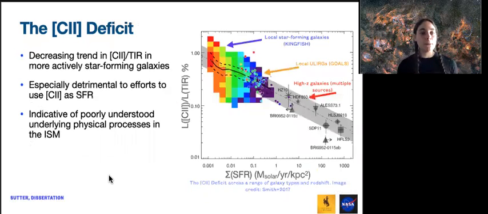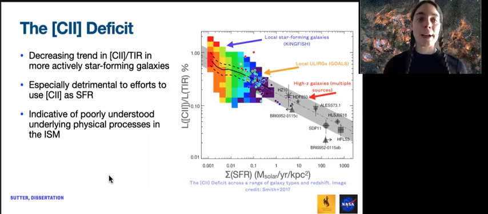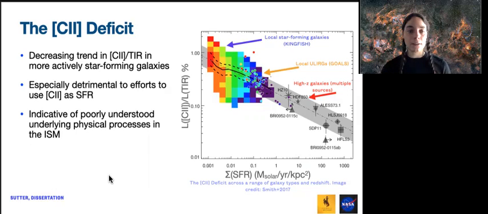Unfortunately, there seems to be more to the picture than this. There's something else going on that makes it so either we don't have a thermally balanced ISM or something else is causing the carbon-2 luminosity to proportionately decrease as we go to more actively star-forming galaxies. And this is the effect known as the C+ deficit, and it's this problem that I'm trying to solve.